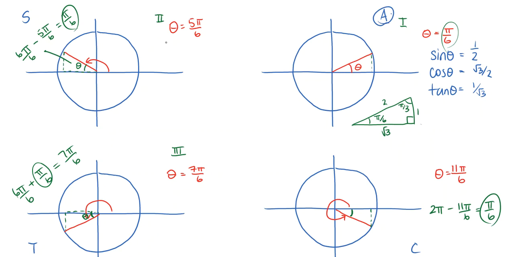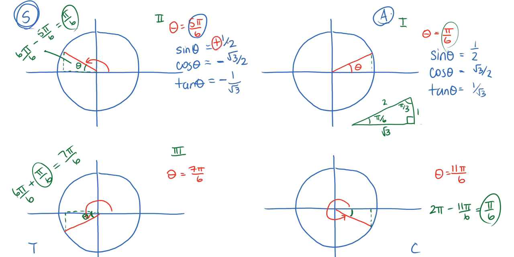In quadrant 2, we can use the same information. Sine of our new angle, 5 pi over 6, cos of 5 pi over 6, and tan of 5 pi over 6 will have the same ratios. The difference is that sine is positive, the rest are negative. So I would have 1 over root 3, I would have root 3 over 2, and I would also have 1/2, where only the sine is positive.